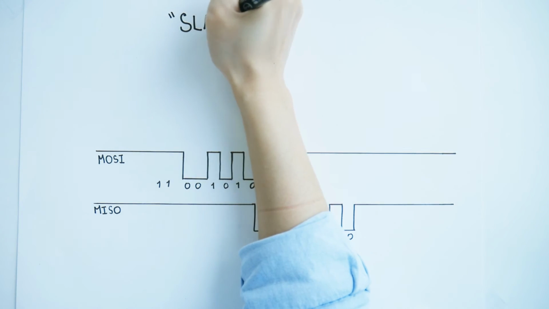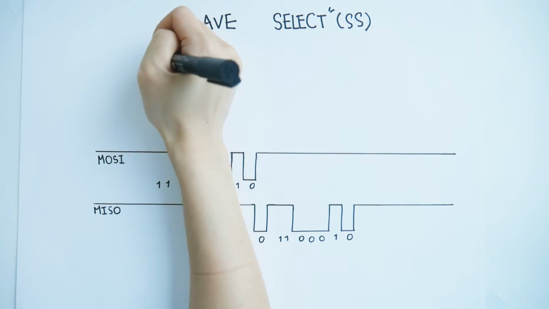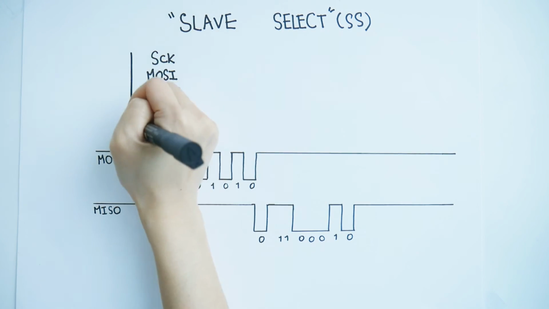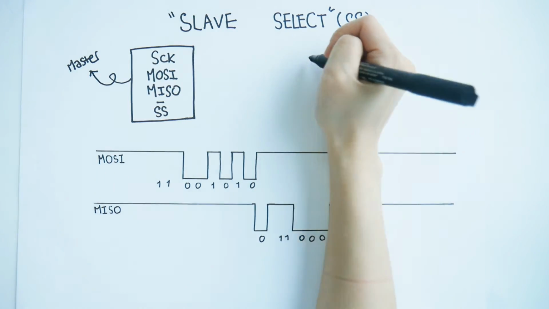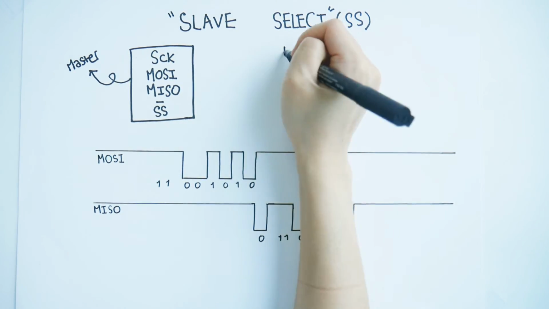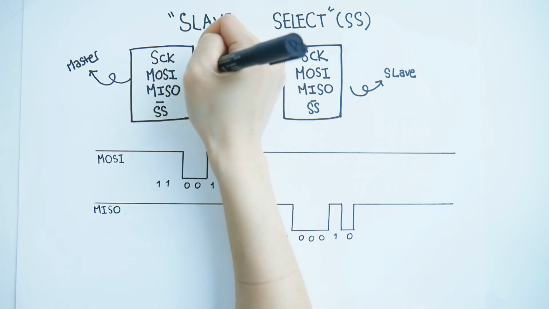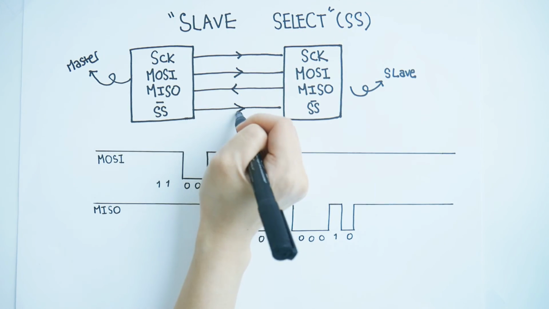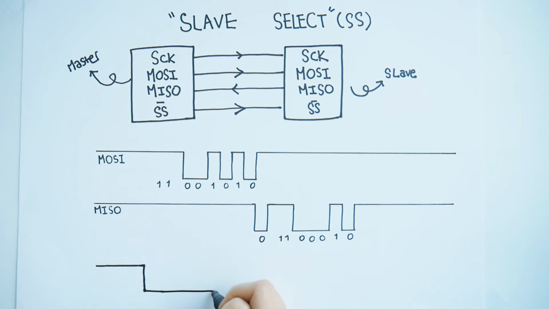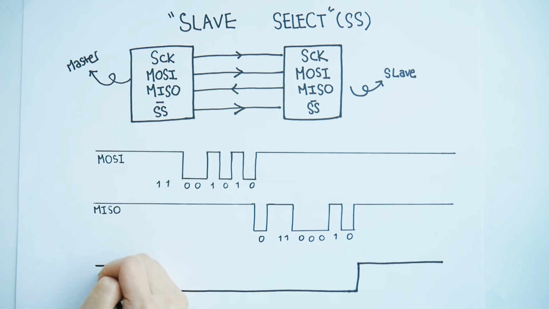There's one last line you need to know. SS, slave select. It tells the slave that it should wake up and receive or send data, and is also used when multiple slaves are present to select the one you want. The SS line is normally held high, which disconnects the slave from the SPI bus. Just before data is sent to the slave, the line is brought low, which activates the slave. When you are done using the slave, the line is made high again.